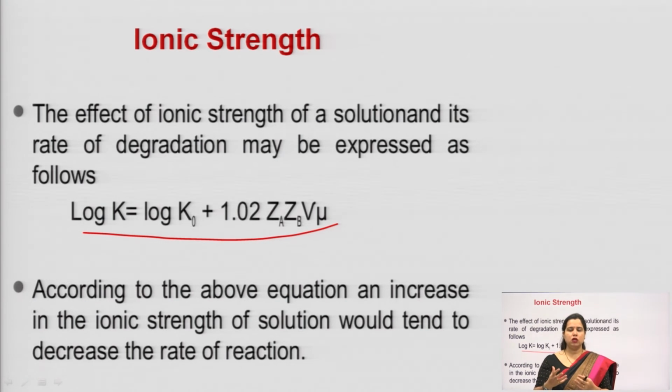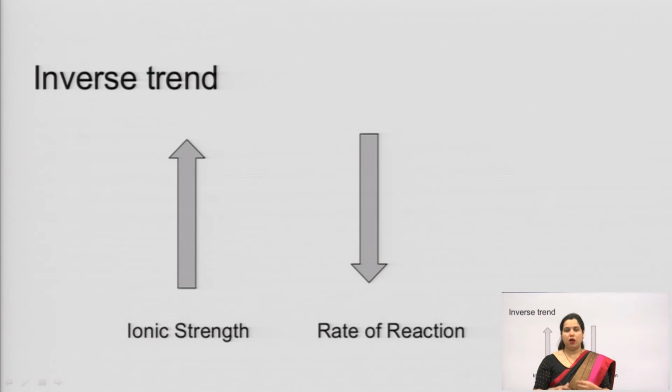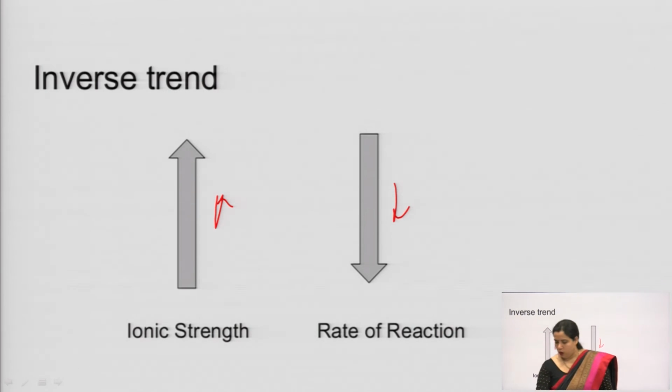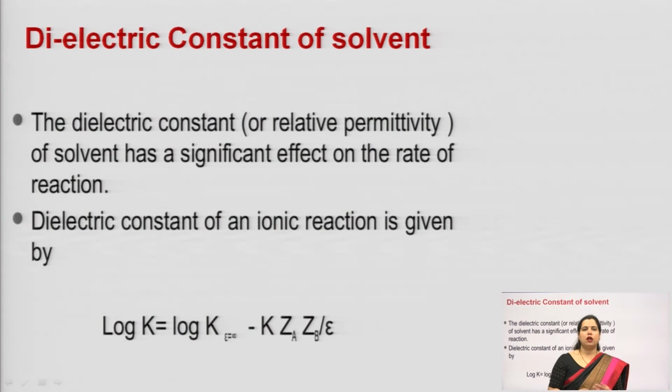So, the collision will be higher, but due to that strength it will not convert into the final product. So, basically the rate of reaction is inversely proportional to the ionic strength. That is why, if the ionic strength is higher, the rate of reaction will be lower. Now, after ionic strength, the dielectric constant of the solvent.